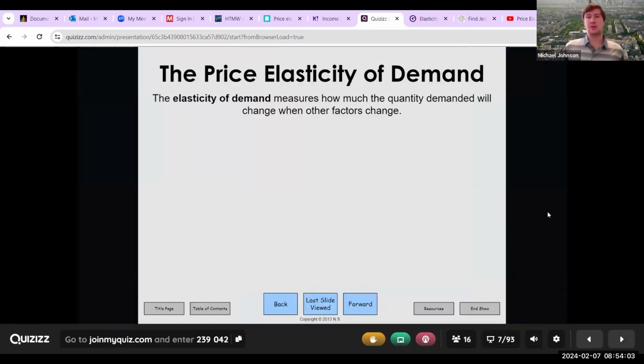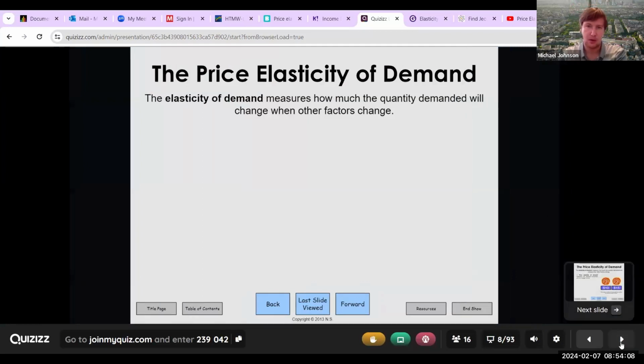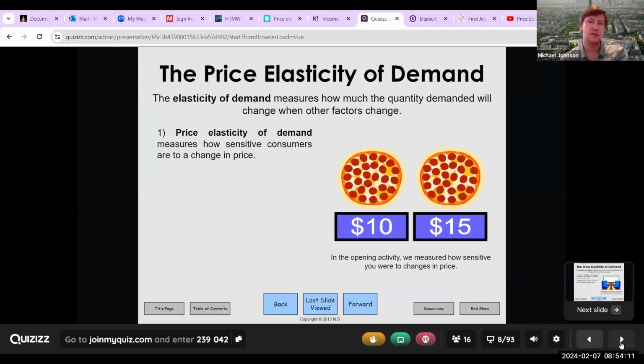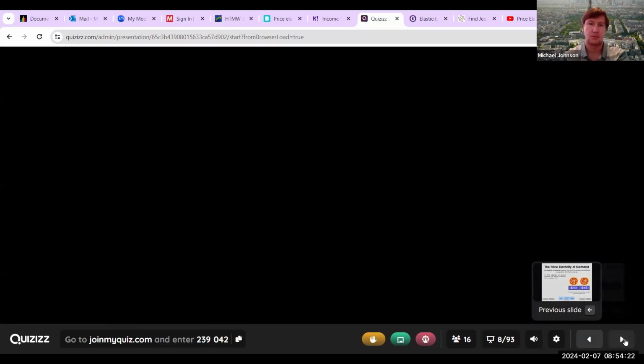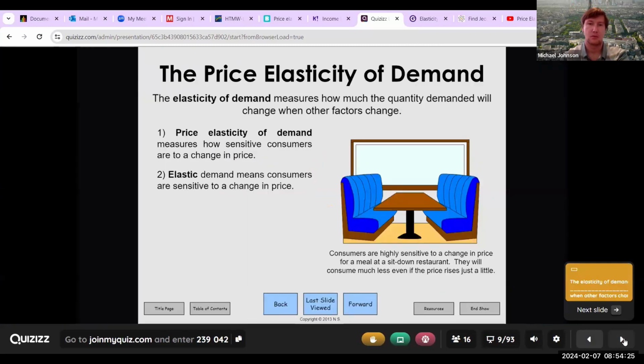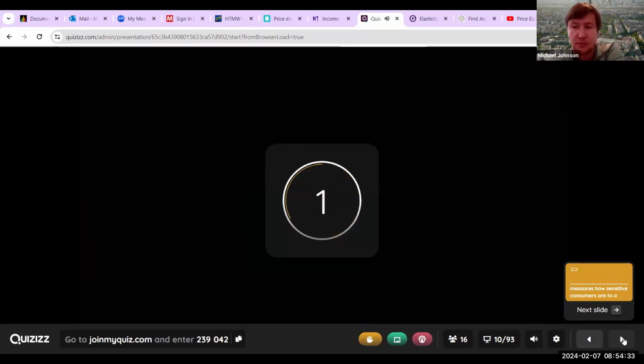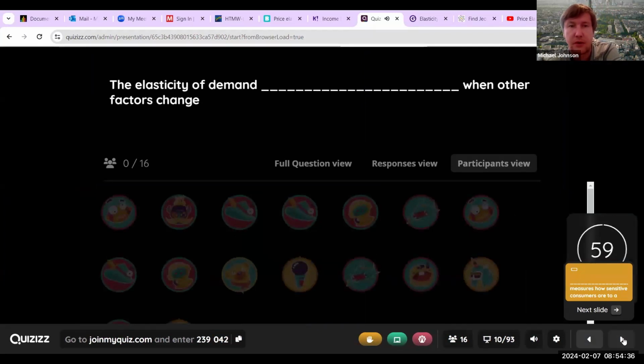The elasticity of demand measures how much the quantity demanded will change when other factors change. Price elasticity of demand measures how sensitive consumers are to a change in price. Elastic demand means consumers are sensitive to change in price. So fill in the blank: the elasticity of demand, what when other factors change?